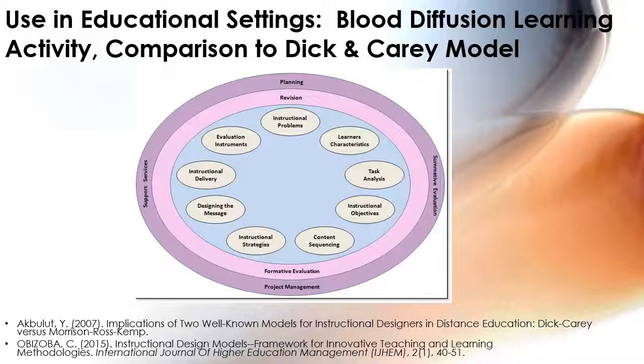First, the Kemp model is circular, whereas the Dick and Carey model is linear. For Kemp, the steps can be taken in any order. The 9 elements are interdependent. Next, in the Kemp model, instructional design is considered from the learner's perspective, and it's a good application of the systems approach. The instructional design process is presented as a continuous cycle. Lastly, with the outer circles, planning, support services, and so on, the Kemp model emphasizes how to manage the instructional design process.